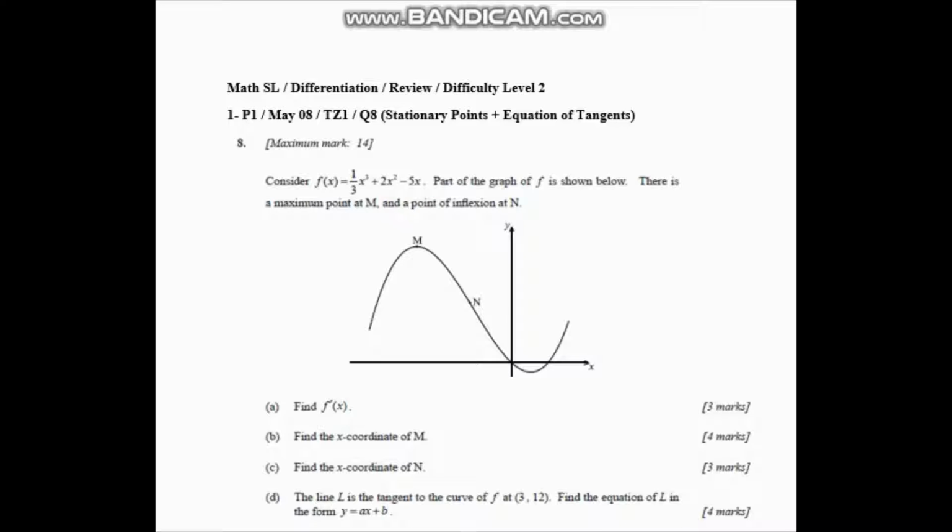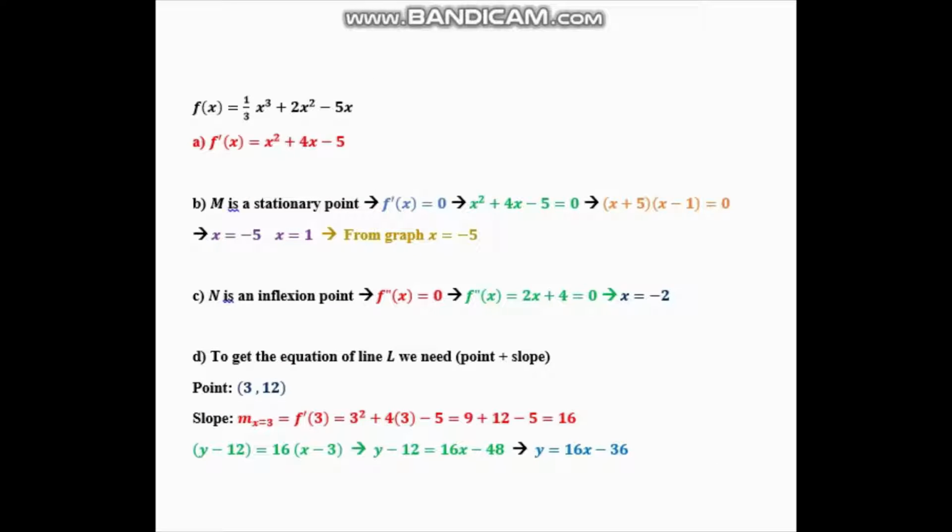In question B, you are required to find the x coordinate of M, given that M is a maximum point. So let's take a look. Of course, a maximum point is a point where the slope is 0, so we are going to solve f dash of x equals 0. Since M is a stationary point, f dash of x equals 0, hence we shall set this equation to 0, and we can solve this manually, factorization, or using the quadratic formula. Anyway, the possible x coordinates are -5 and 1.